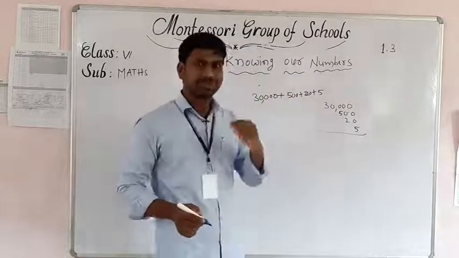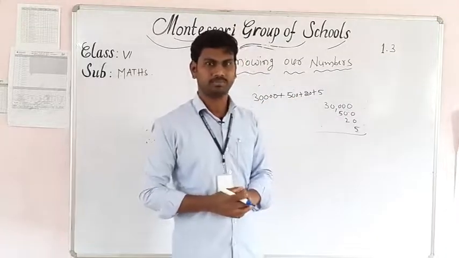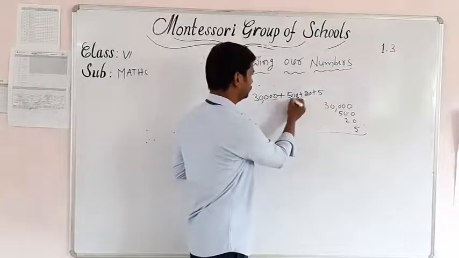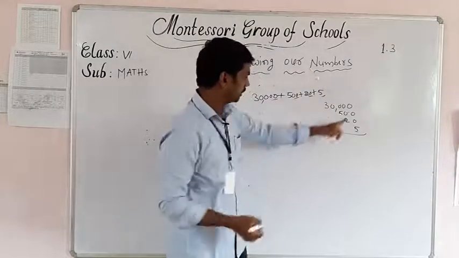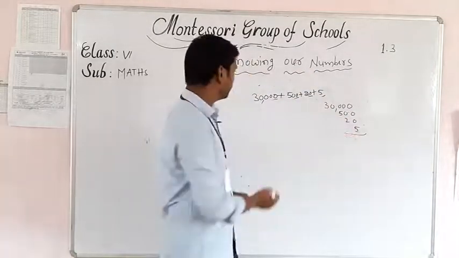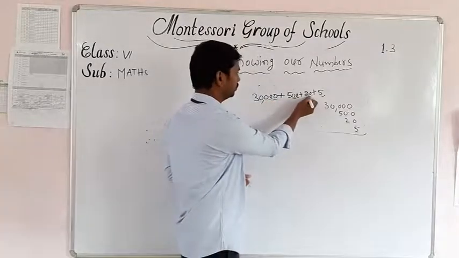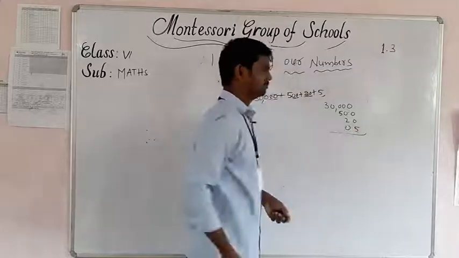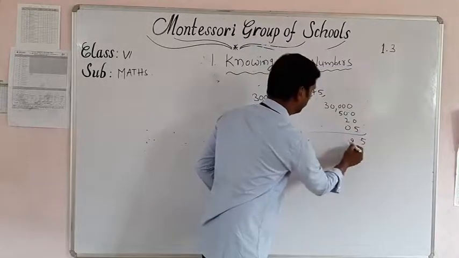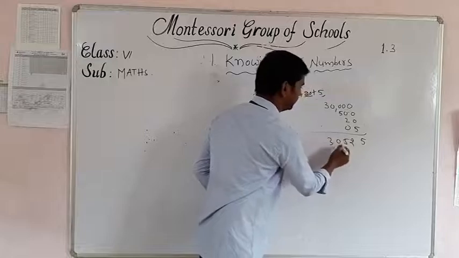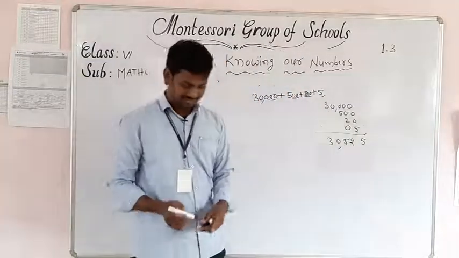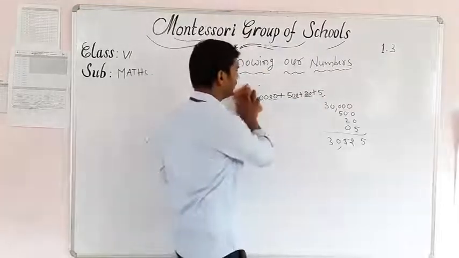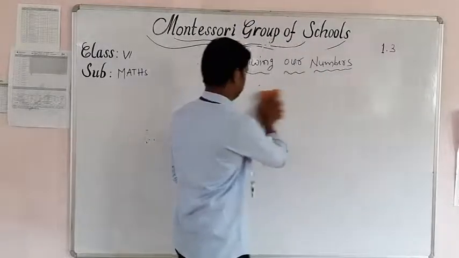While doing addition or subtraction, you have to check the place values: ones to ones, tens to tens. What is the place value of ones? 0, 0, 0, 5. What is the place value of tens? 0, 0, 2, 0. You have to add all that. 5, 2, 5, 0, 3. So 30,525. This is called short form. It is nothing but addition of the expanded form. Okay, next.